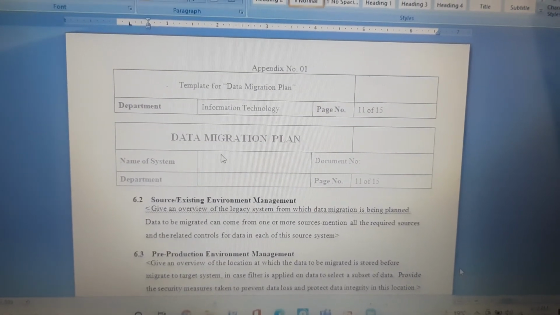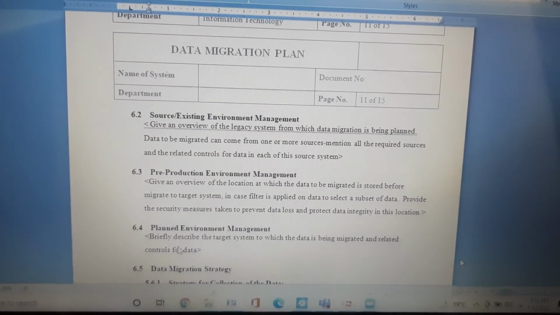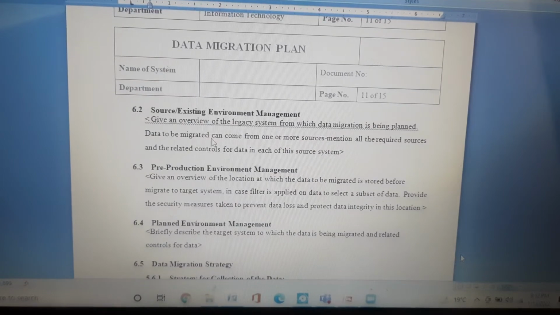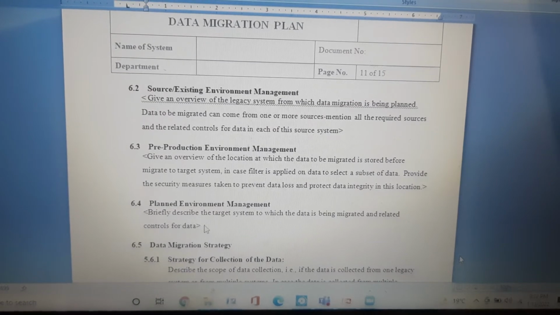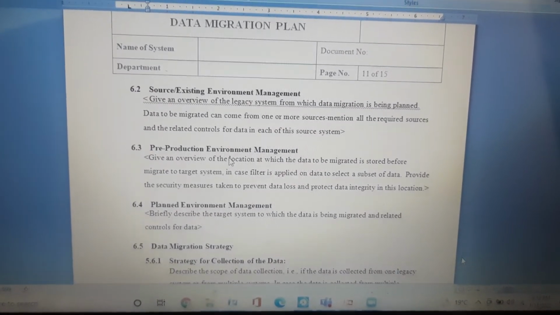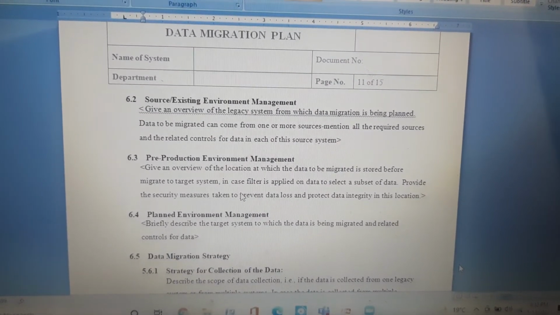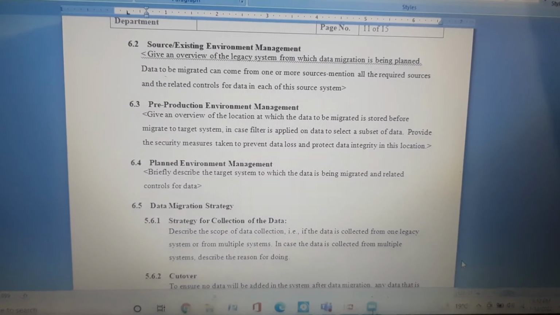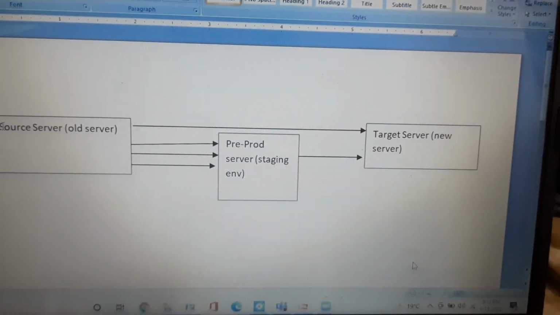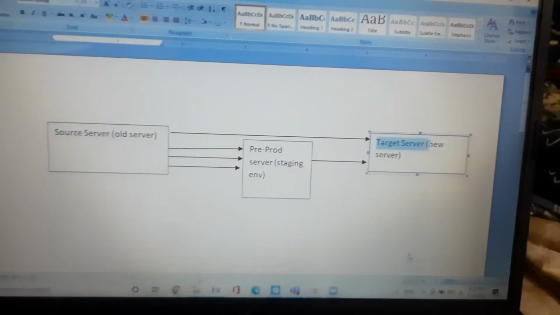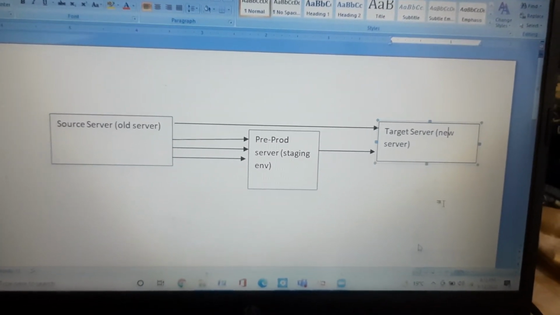Whatever the reasons may be, we have to transfer the source data from the source systems to the target systems. So mention the details about the source systems, and the details about the target environment. We have a pre-production environment in case data extraction is required. How will we proceed with the pre-production environment? I have already created a graph for it. So this is my source system, and this is my target system, from where I am going to migrate data from the old servers to the new servers.